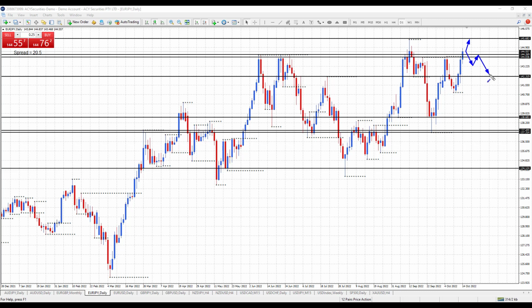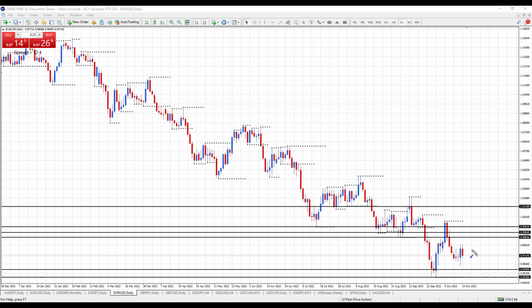Alright, so we are in a strong resistance area. Can the uptrend hold to move up and challenge 145.68, or are we simply going to fail and see similar price action that we saw in this movement down to the left here? Alright traders, so those are the levels I'm watching on the euro yen next week.